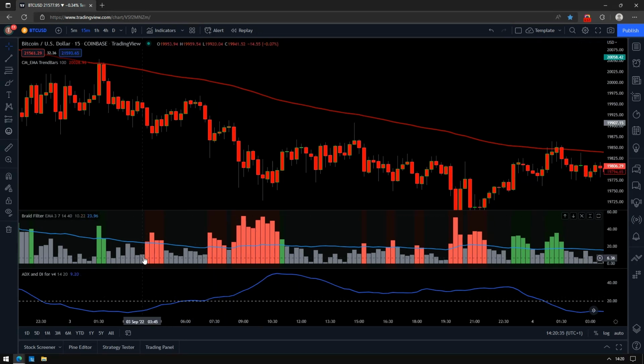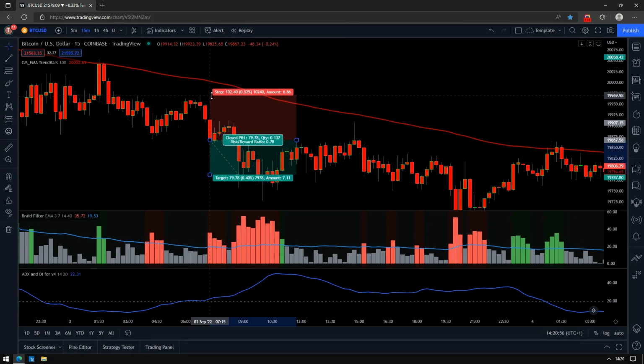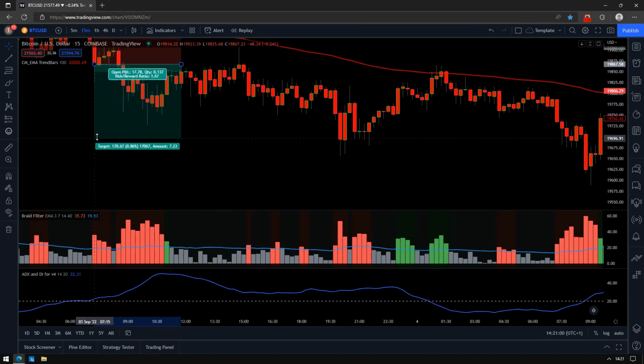You can see that it did change to red here on the braid filter, but the ADX level was still below the 20 level, so we wouldn't have got in. And then finally, after on the close of this candle, we could have entered our trade. Stop loss at the recent swing high, target 1.5 times the risk.